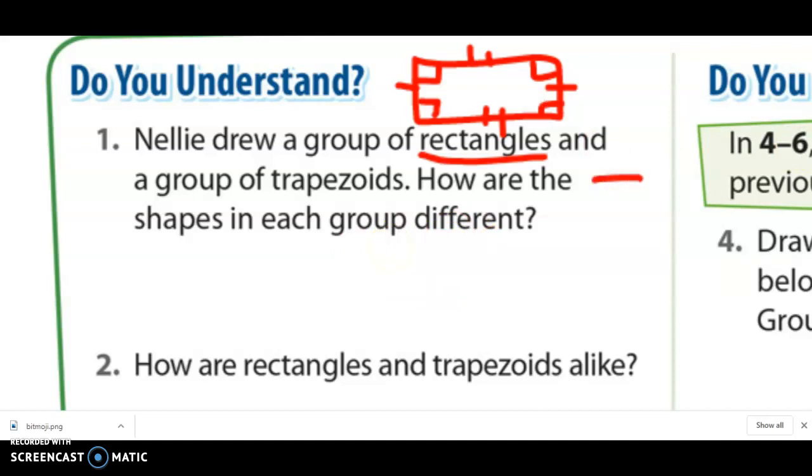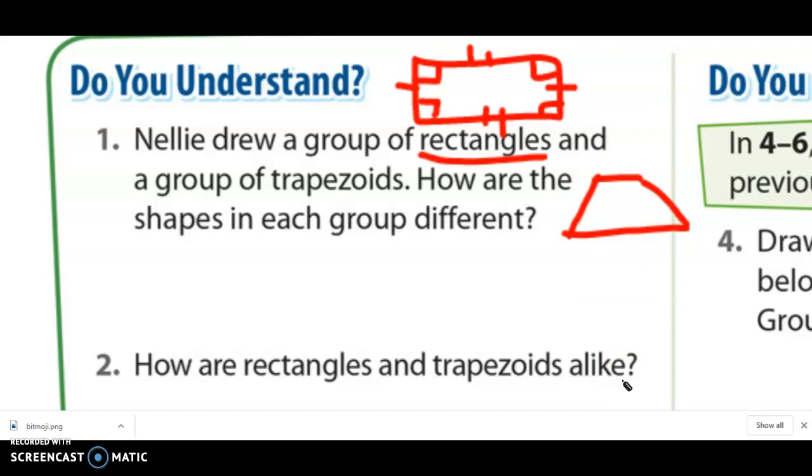Trapezoids only have 1 set of parallel sides. They don't have those perfect right angles. All the sides are not the same length. So if we were going to talk about how they were different, we might say, these rectangles have right angles, they have 2 sets of parallel sides, and they have 2 sets of opposite sides that are the same length.